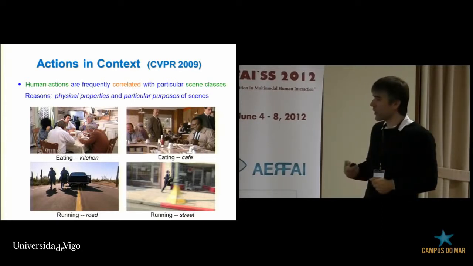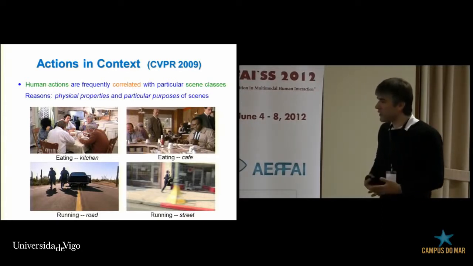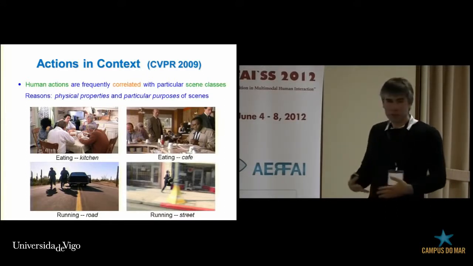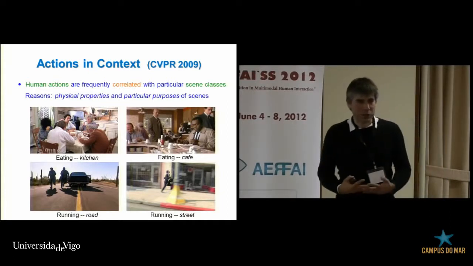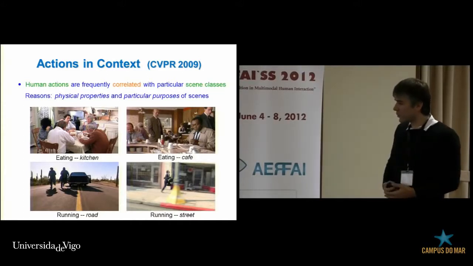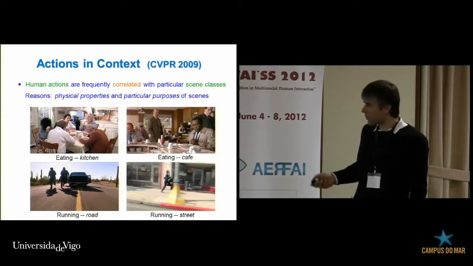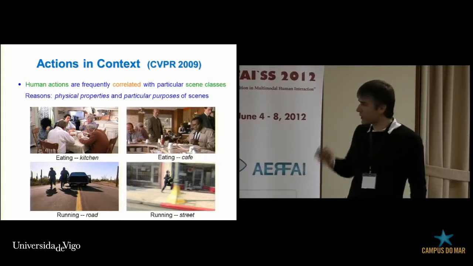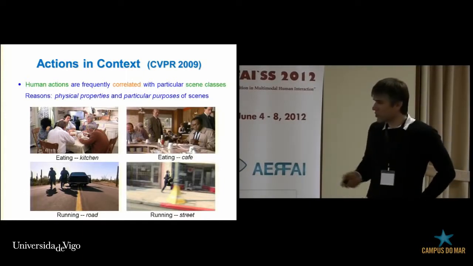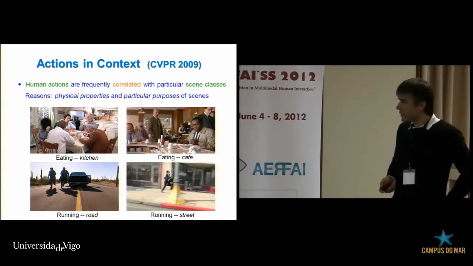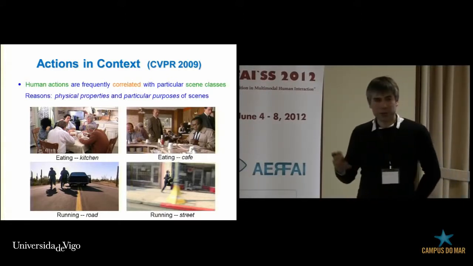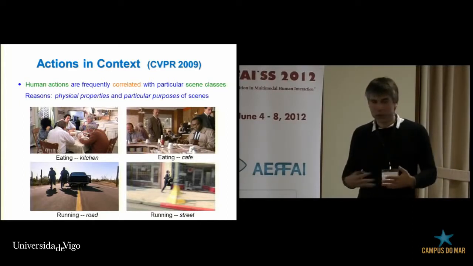Because if we are looking for actions like eating, they are maybe more likely to happen in kitchens or in cafes because of just typical conventions. People have dedicated places where they eat, or physical constraints apply for running, for example, because it's harder to run inside than outside. So we more expect running actions to happen in the streets or on the roads. So there are two things. One is that we want to capture this correlation and make it help the recognition of actions.